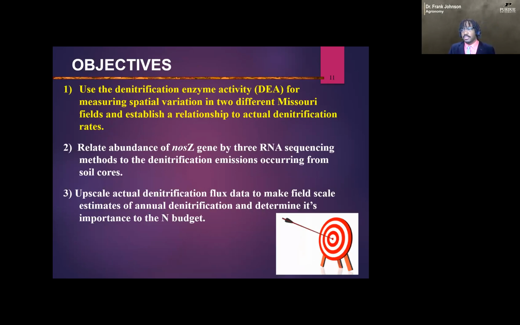There were three objectives to my dissertation research. First is to use the denitrification enzyme activity for measuring the spatial variation of denitrification potential in two different Missouri fields and establish a relationship to actual denitrification rates. The second one was to relate abundance of nitrogen cycling gene measurements by 16S rRNA sequencing methods to the denitrification emissions occurring from the fields from our soil cores. And then my third objective was to upscale actual denitrification flux data to make field scale estimates of annual denitrification and determine its importance to the N budget. So the only objective that I'm discussing today is this first one, using the denitrification enzyme assay.